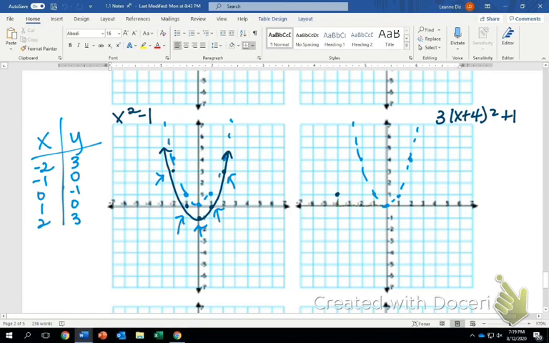and this is where my origin's going to be. The only other thing that I really have to do is consider that A is making it stretch, or vertically stretch, by 3. So it's going to get skinnier.